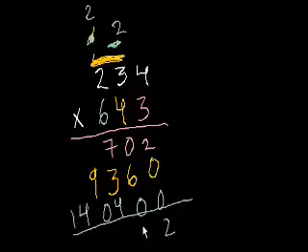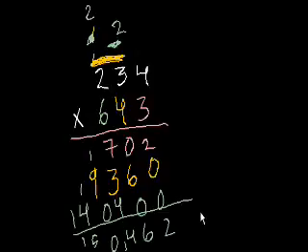2, 6, 7 plus 3 is 10, 14. Carry the 1. 1 plus 9 is 10. Carry the 1. It's 5. That's 1. I hope you can see it. I hope it's not falling off the screen. But the answer I get is 150,462. I think you're ready now to try level 4 multiplication problems.